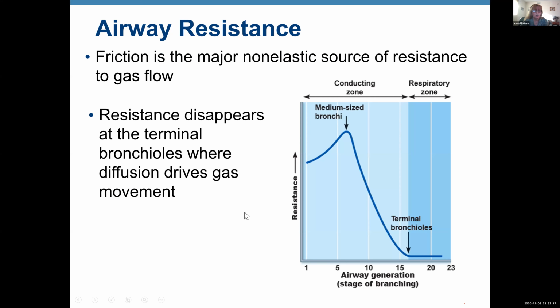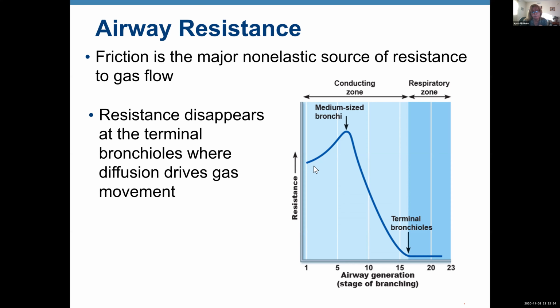So airway resistance: friction is the major non-elastic source of resistance, right? So you have friction in your trachea, in bronchi, bronchioles, alveolar ducts, right? You have all this friction, and this is the main source of resistance. So resistance disappears at the terminal bronchioles, where diffusion drives gas movement.